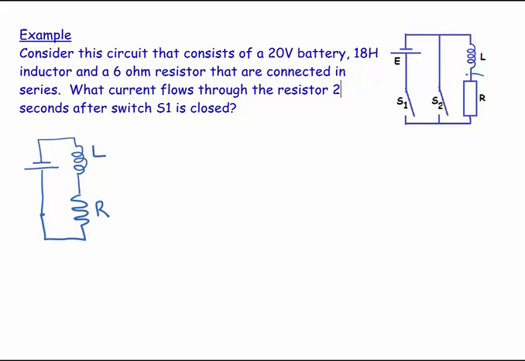Sometimes, for instance, when I lived in Europe, we would show the resistors as a symbol like that, and in the States we use the more traditional symbol of the zigzag line. This is 20 volts. This is 18 Henry. This is 6 ohms. And what's going to happen?